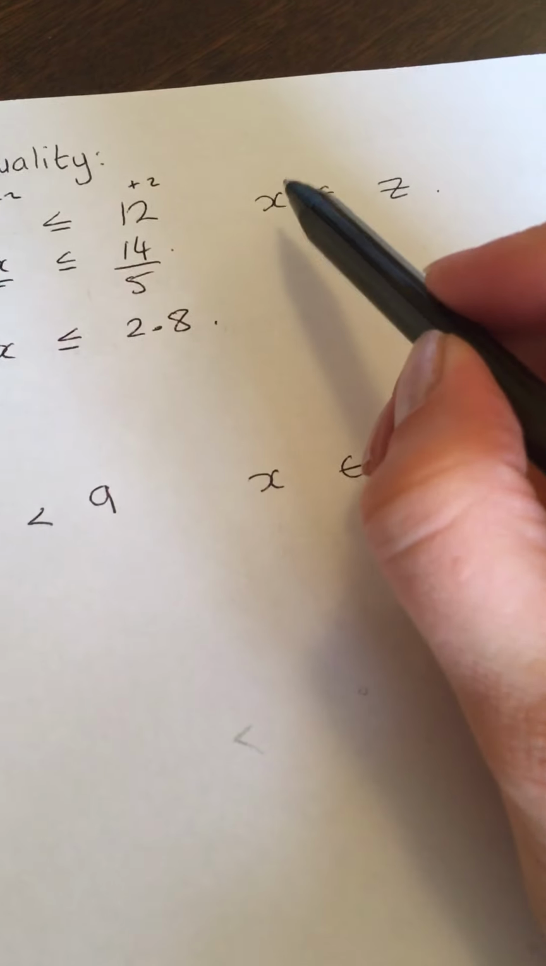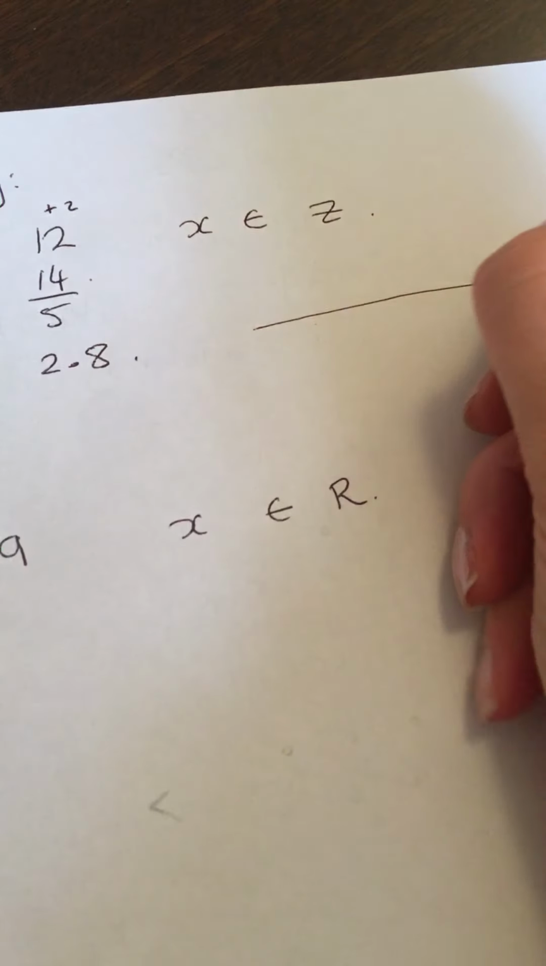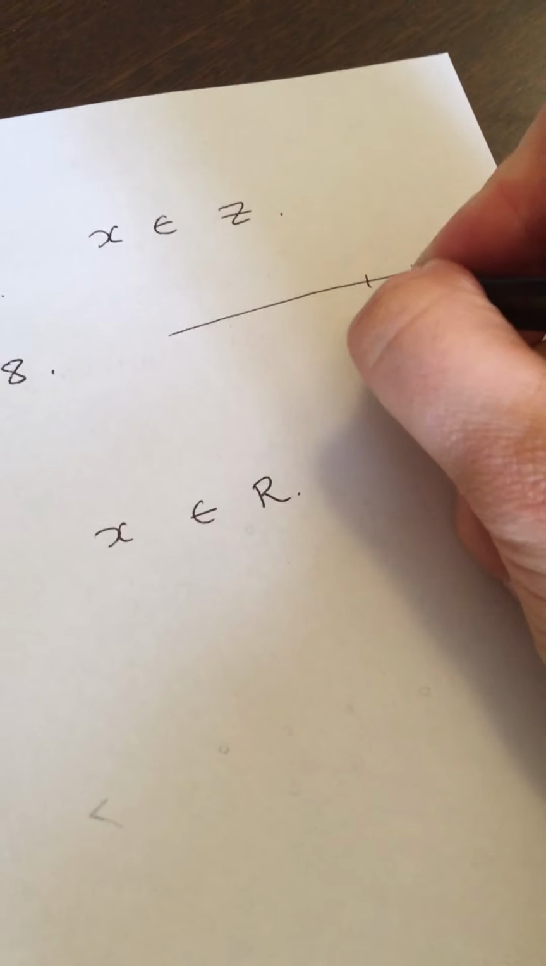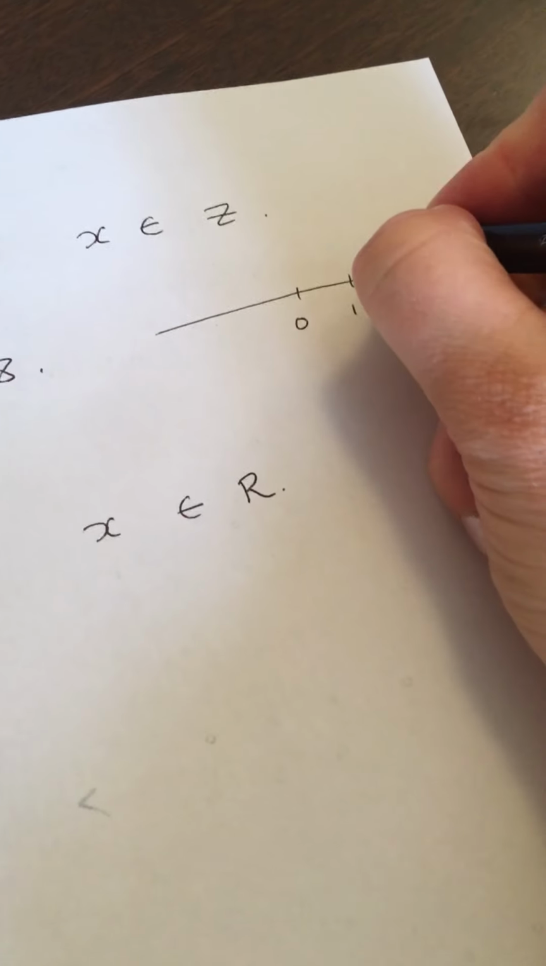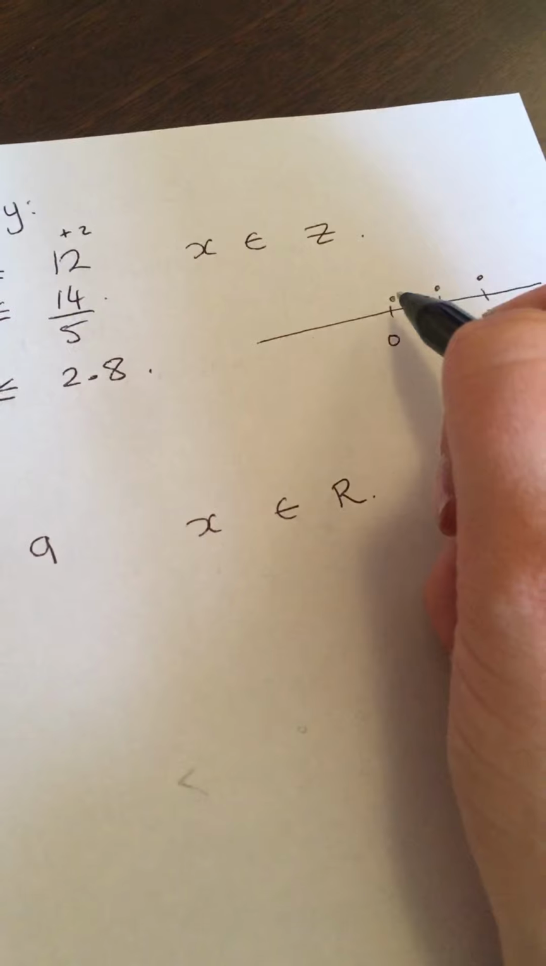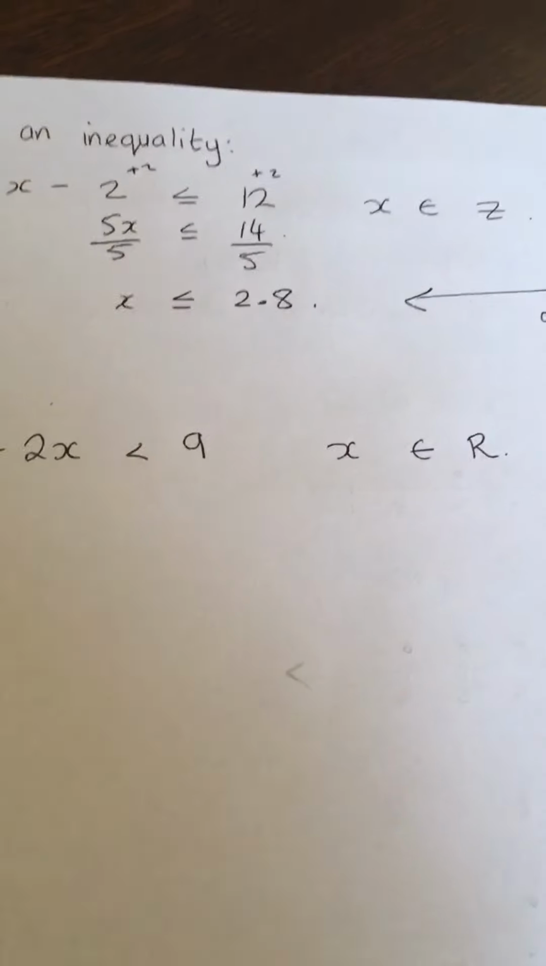Okay, now we're told that x is an integer. So what's the first integer that's less than 2.8? It'll be 2. Okay, and we can see there that it's less than, so it's going to the left of 2, and because it's an integer, it can go on infinitely to the left.